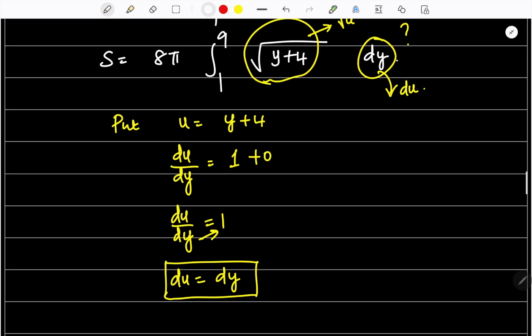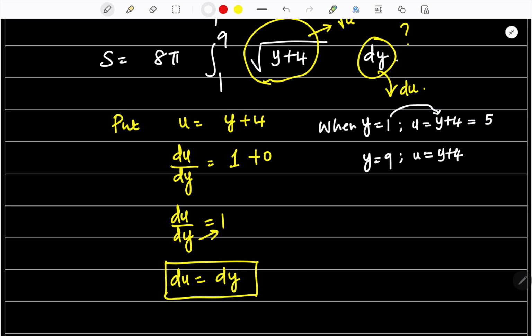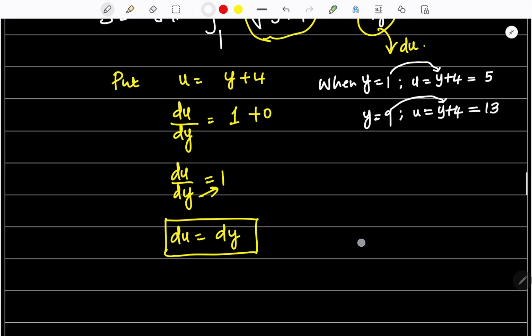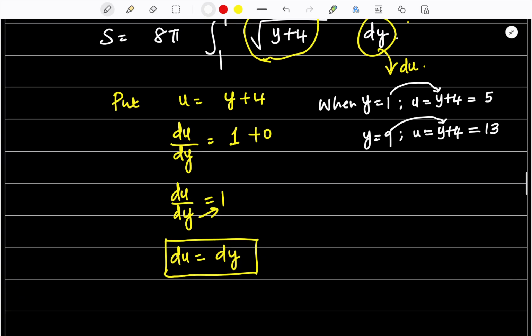What about the limits? Let's talk about the limits. When y is equal to 1 and when y is equal to 9, what's the value of u? u is y plus 4, right? So we put y is equal to 1. 1 plus 4 is what? 5. We put 9. So 9 plus 4 is equal to 13, right? So what happened to the integration? Let me keep it so that I can see the step.